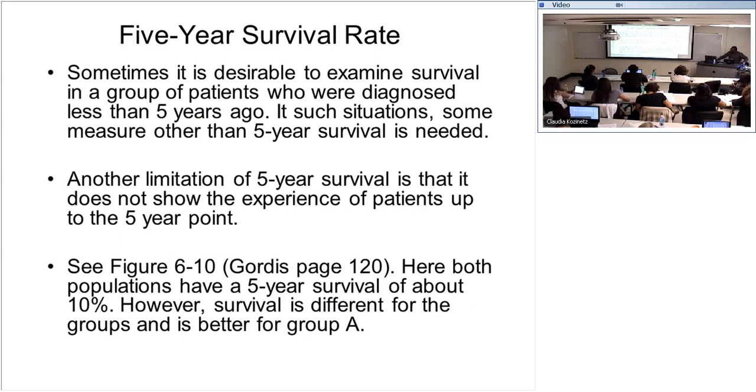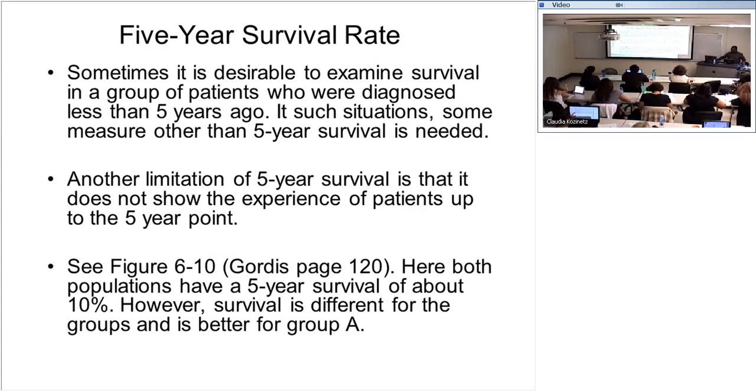So it said sometimes it's desirable to examine survival in a group of patients who were diagnosed less than 5 years ago. That is where the 5-year survival rate becomes a problem. Because if you want to see the survival rate of a cancer patient who has just been diagnosed, you have to wait 5 years before you do that. So it becomes difficult if you want to use a 5-year test as a criterion. In this situation, you have to use different kinds of measures, not necessarily 5 years.